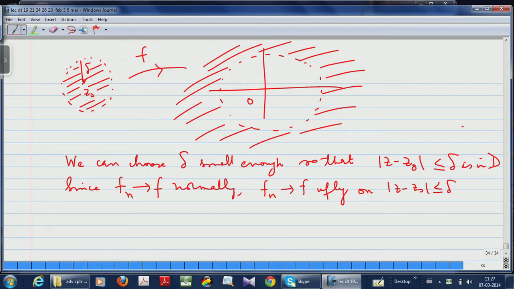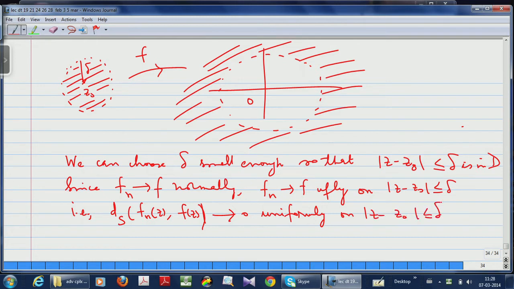Okay, and note that, so what does this mean? This means that for the spherical metric, if you take Fn of z and F of z, this distance goes to 0 uniformly on mod z minus z naught less than or equal to delta, because of course mod z minus z naught less than or equal to delta is compact. Okay, and what does uniform convergence mean? Uniform convergence means that you can choose an index capital N large enough such that for all small n greater than capital N, you can make this spherical distance lesser than epsilon if you want.